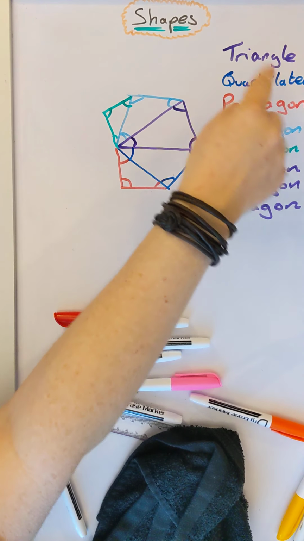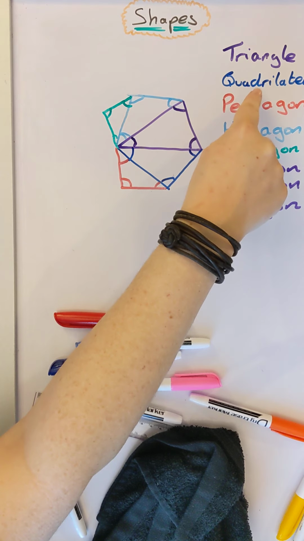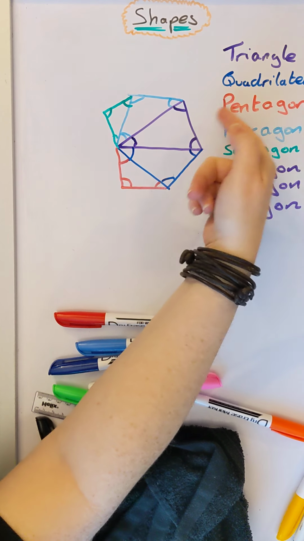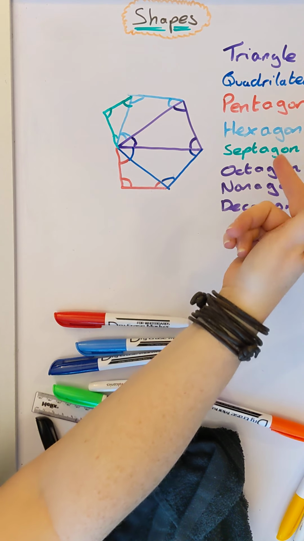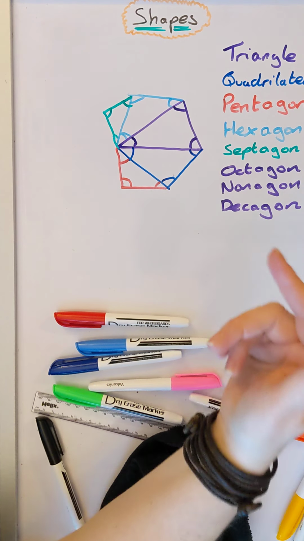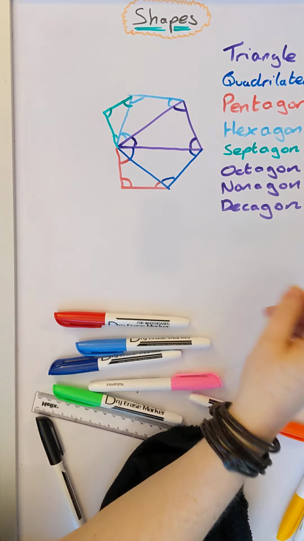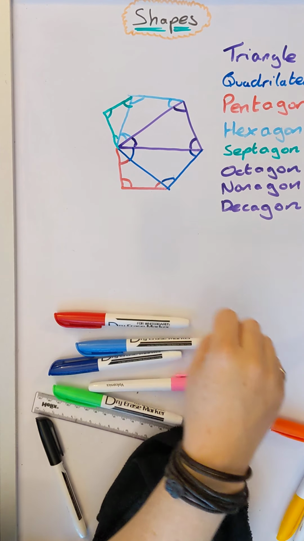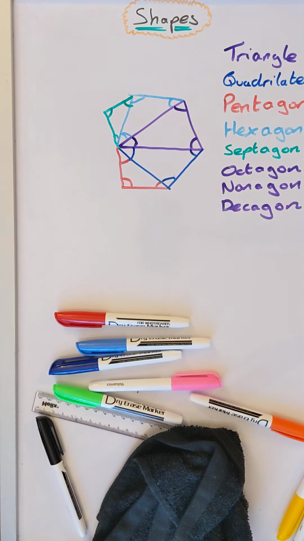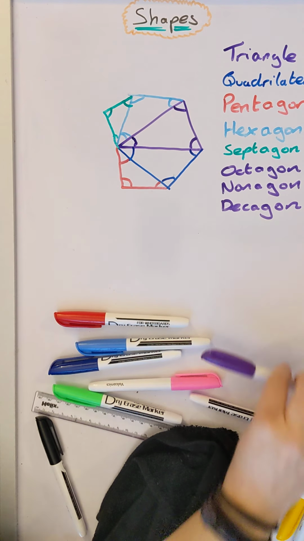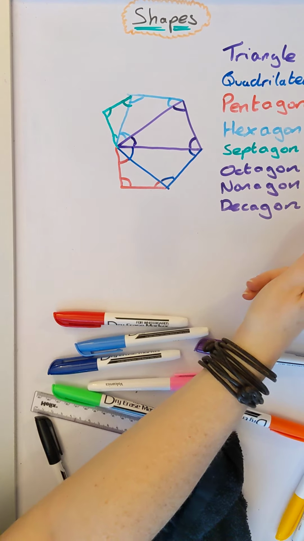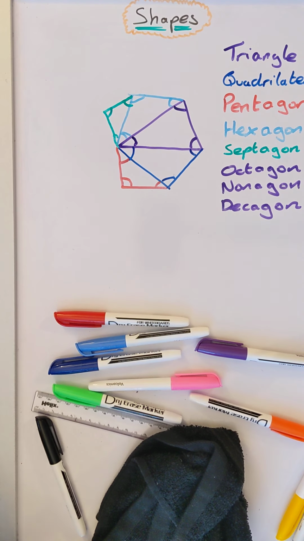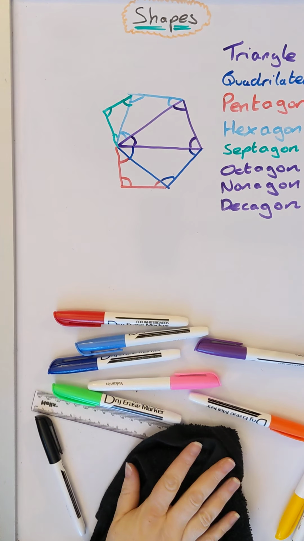So triangle, tri is 3, quad is 4, think quad bike, pent 5, hex 6, sept 7, oct 8, non 9, dec 10. Right. And you just keep adding 180 degrees on. We'll look at more of these when we're dealing with shapes in exam questions in class.